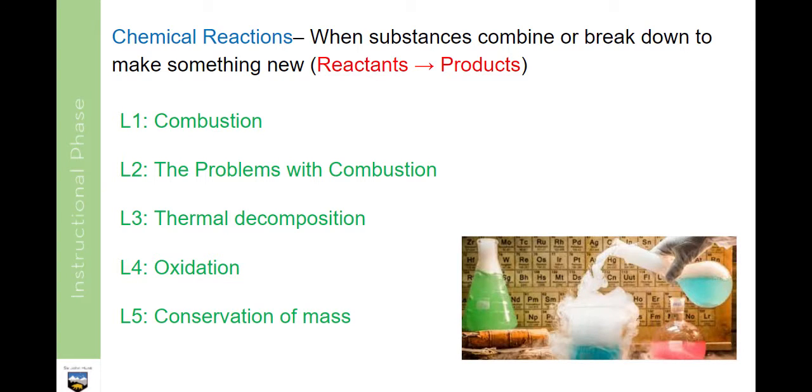So a quick overview of the topic. It was all about chemical reactions. We know chemical reactions happen when substances combine together, join together, or break down to make a new substance. We know that the chemicals at the start that react are called the reactants, and they react to make something completely new called the product. And we can use word equations to show this. Now, we looked at combustion reactions. We looked at the problems with the products of combustion. We looked at thermal decomposition. We looked at oxidation. And then finally, we looked at conservation of mass.